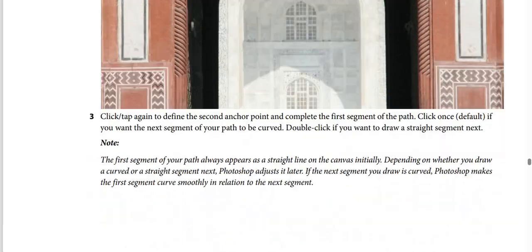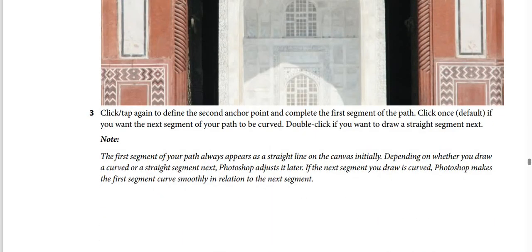Note here please, and be careful at this point. The first segment of your path always appears as a straight line on the canvas initially, depending on whether you draw a curved or a straight segment next, and Photoshop adjusts it later. And if the next segment you draw is curved, Photoshop, by the way, makes the first segment curve smoothly in relation to the next segment.